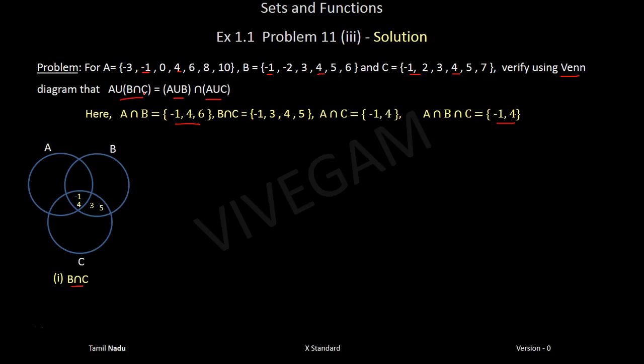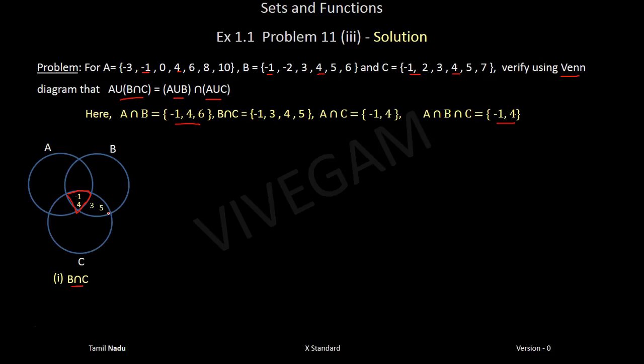But before getting into B intersection C, first fill up the area which is representing A intersection B intersection C. So this is the one which is representing A intersection B intersection C. Am I right? And what are our numbers? Minus 1 and 4. So put that minus 1 and 4 here.